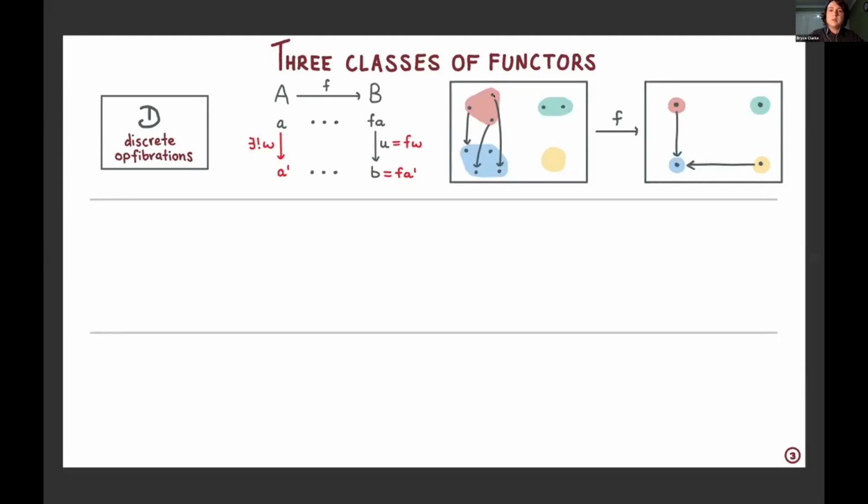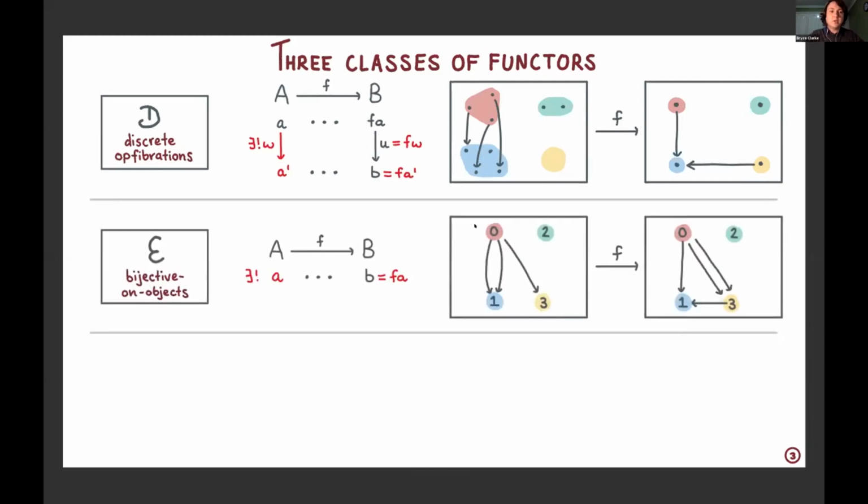And I should explain the use of color here. So this red object here has a fiber which is given by the set here of red objects. And likewise for the blue is this set of blue objects. And the discrete op fibration says that if we have a morphism between the red and the blue objects here, we get a function between these sets of fibers.